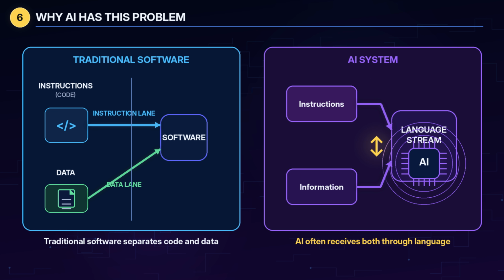Traditional software usually has a clearer boundary between instructions and data. A calculator knows the number being calculated is information, not a command. AI systems are different. They often receive both instructions and information through language. The same flexibility that allows an AI to understand emails, web pages, documents, and conversations can also make trust boundaries more complicated. Language is both the thing being processed and the way instructions are delivered. That makes it harder to separate the two perfectly.